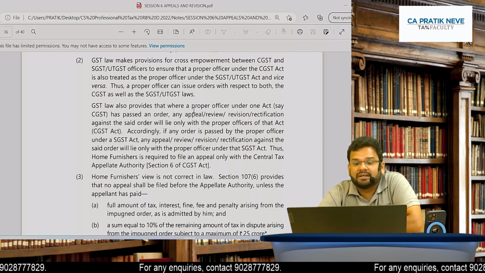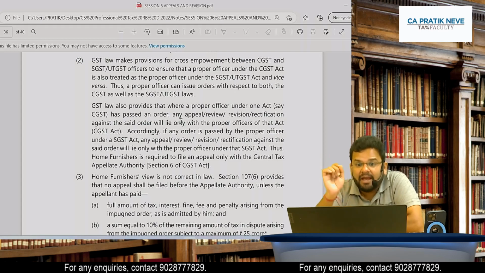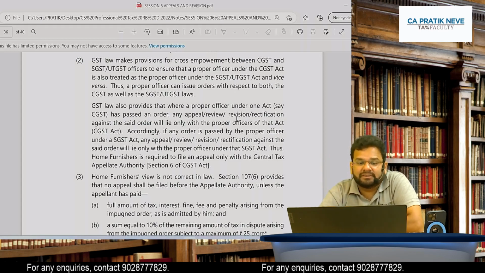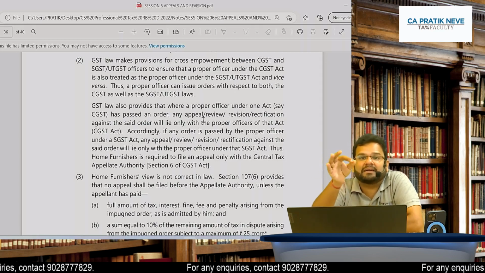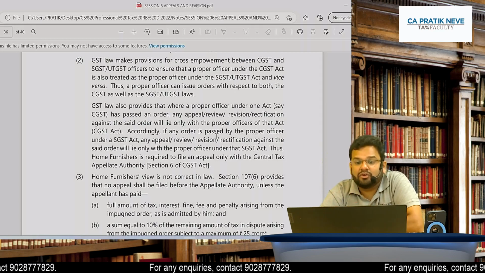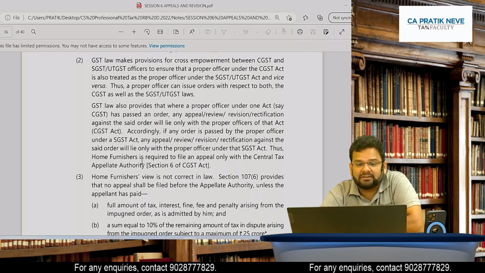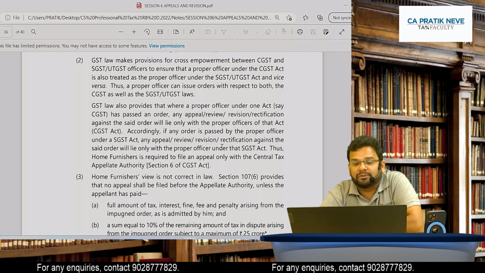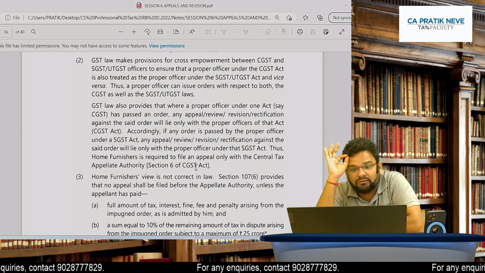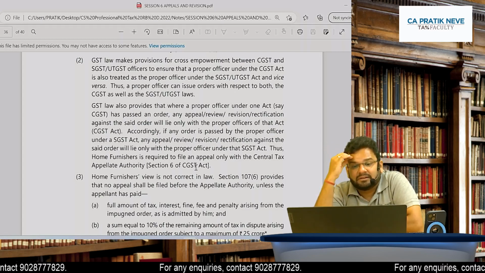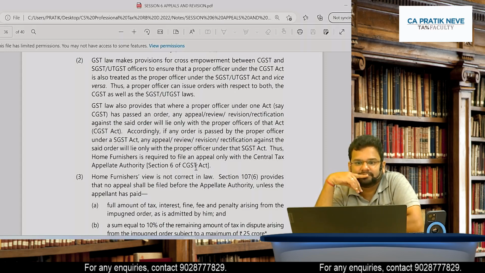GST law also provides that where proper officer under one act has passed an order, any appeal, review, revision, rectification against said order will lie only with proper officers of that act. Accordingly, if any order is passed by proper officer under HGST Act, any appeal, review, revision, rectification against said order will lie only with proper officer under HGST Act. Thus, Home Furnishers is required to file an appeal only with, yes, Central Appellate Authority, not twice. Clear?